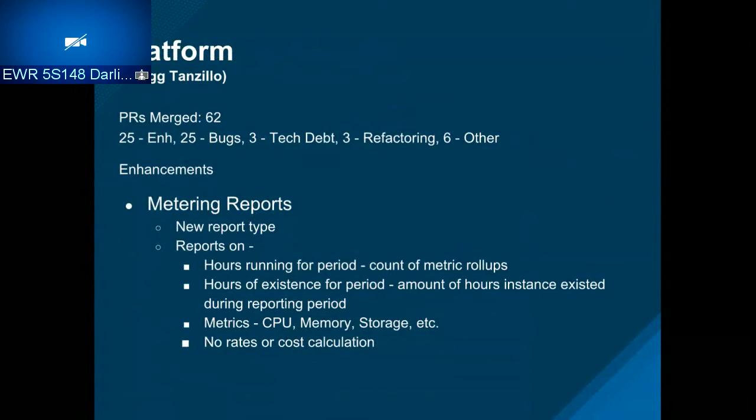Basically, this is like chargeback, but it has nothing to do with rates or cost calculation. It's just a meter of the running hours for a period, for an instance, and the existence hours. For example, for a VM, if it existed the entire time of the period, then it would just be the full period. But if it was created during that period and retired, it would take that into account too. By the way, chargeback also does that now when we do calculations. In addition, you can have metrics on those reports like you do with chargeback. Later on, I'll have a screenshot of that. Okay, next slide, please.